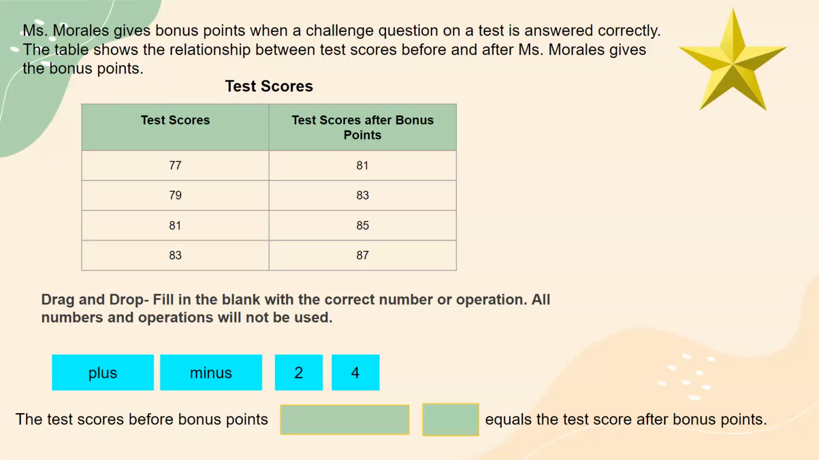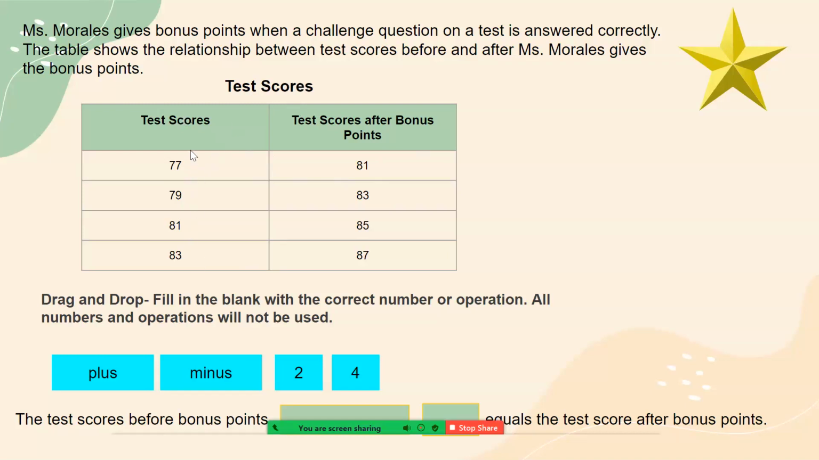Ms. Morales gives bonus points when a challenge question on a test is answered correctly. Bonus points. If you get bonus points on a test, is that going to make your grade higher or lower? Why? How do you know? These are questions that we want you asking your students to talk about. The table shows the relationship between test scores before and after Ms. Morales gives the bonus points. And so we really teach them, what do you notice about this table? What do you wonder?